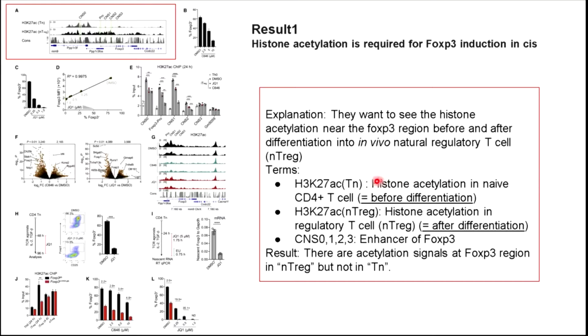So Tn means naive CD4 plus T cell, which is precursor cell before differentiation. Anti-reg means regulatory T cell in vivo, which means after differentiation. You can see the acetylation signal in Treg at Foxp3 region, but not Tn.